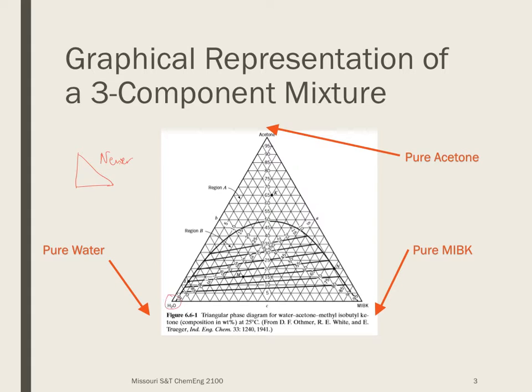But the idea is that in the corners, you have your pure substances identified, and that would be the same for either type of diagram. And each point inside the diagram represents a different ratio of those 3 components. So if I have pure acetone here, this line is 95% acetone, 90%, 85%, all the way down until we reach this line, which is 0% acetone.